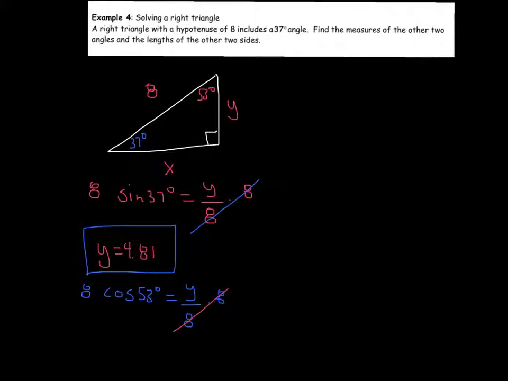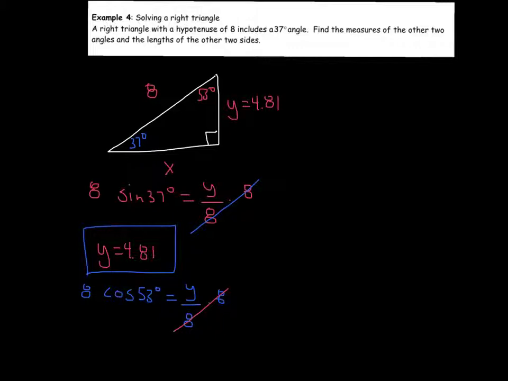So let's go ahead and get x. Now, some of you may be thinking, since I already know that y is 4.81, and I already know that the hypotenuse is 8, can't I use the Pythagorean theorem to get the third side? Absolutely you can. But for practice, we're going to use trigonometry, and we're going to get the third side that way. So if you wanted to use 37 degrees, which trig function would you use?